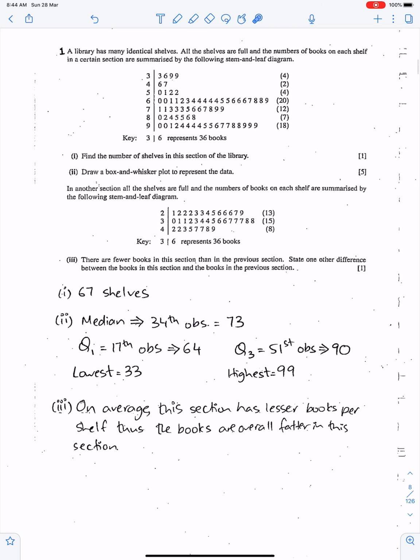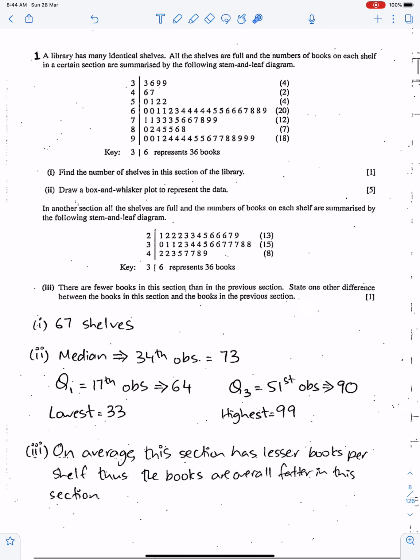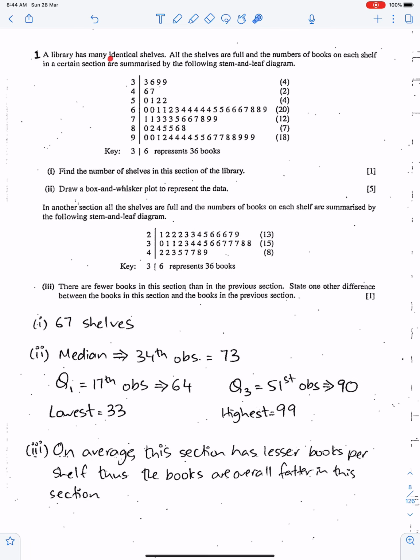Question number 1. A library has many identical shelves. All the shelves are full, and the numbers of books on each shelf in a certain section are summarized by the following stem leaf diagram. Find the number of shelves in this section of the library. You just need to get the total of this number. The total is 67. So there are 67 shelves.